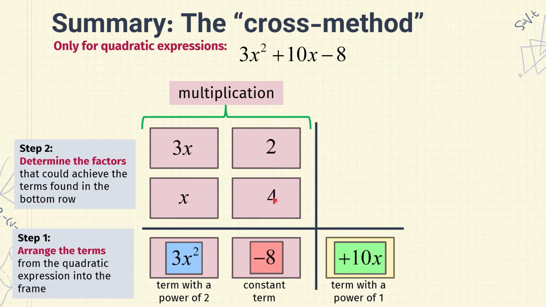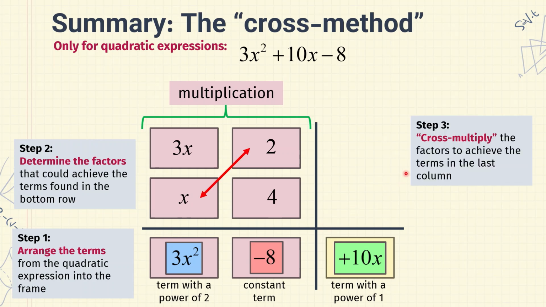We know that the order actually matters because later on we will have to do a check. But in this case, I'm giving a correct example. So I'm just going to intentionally put this 2 here and this 4 over here. Having 2 times 4 gives us 8 already, and 3x times x gives us 3x squared. We can then proceed with the third step, which is to do the cross multiplication.